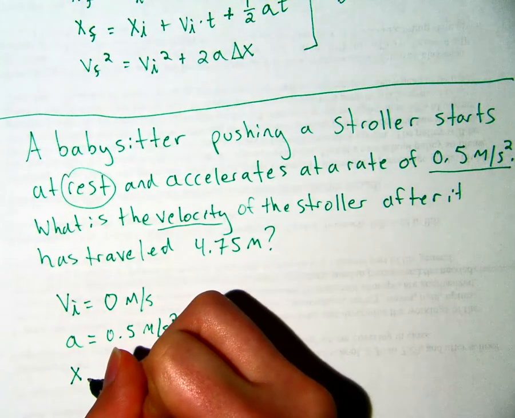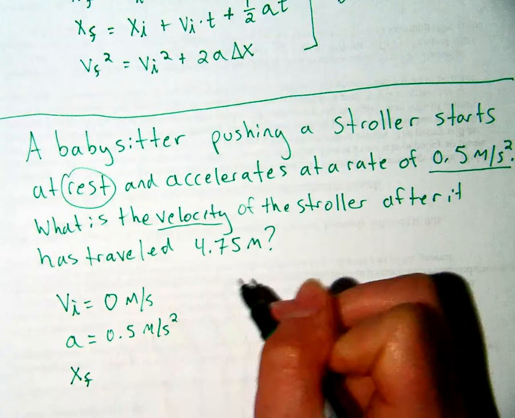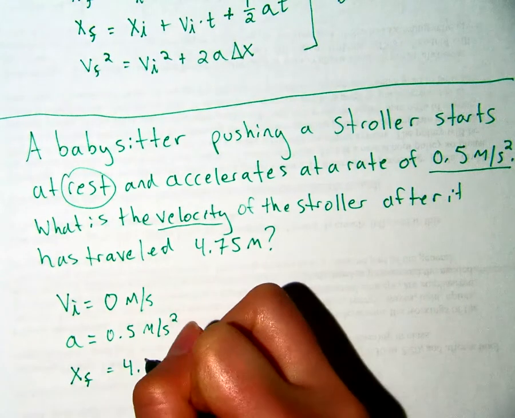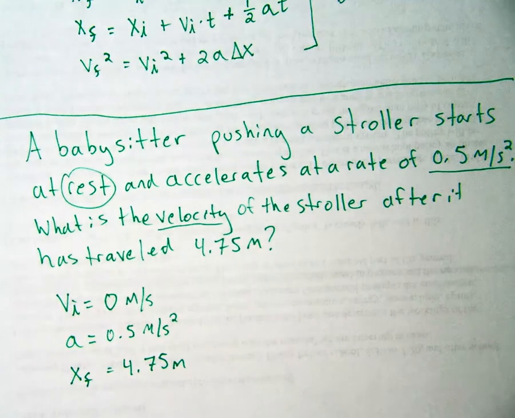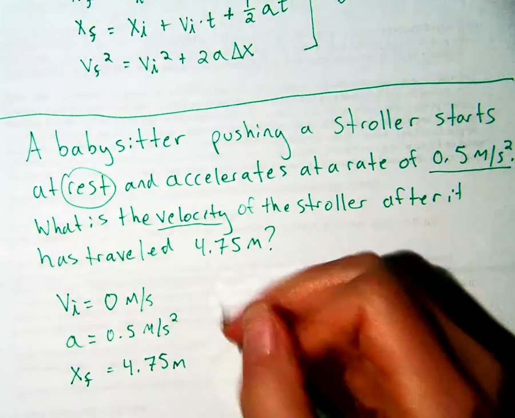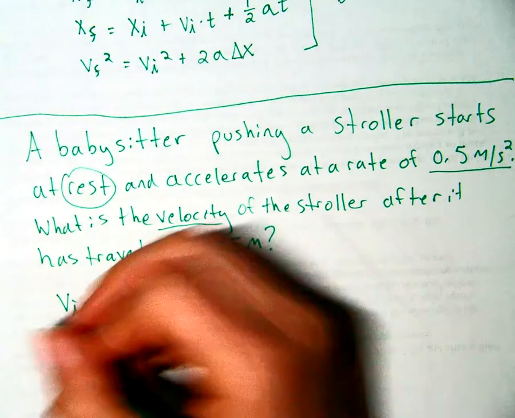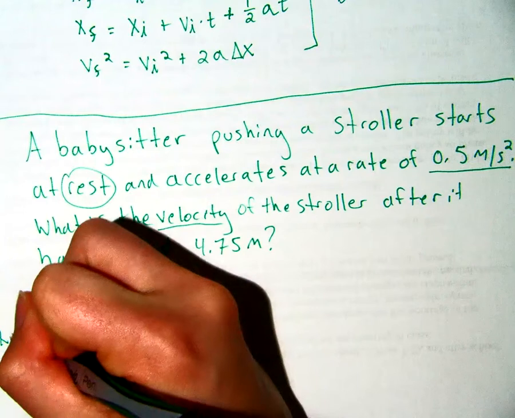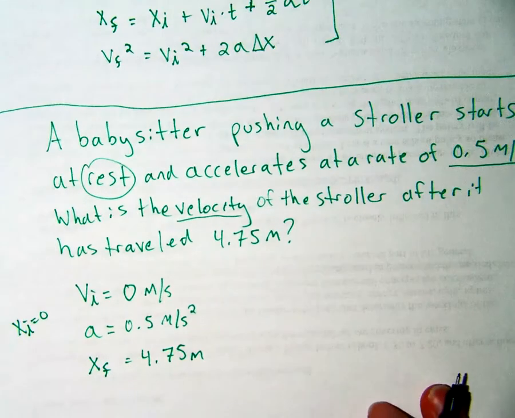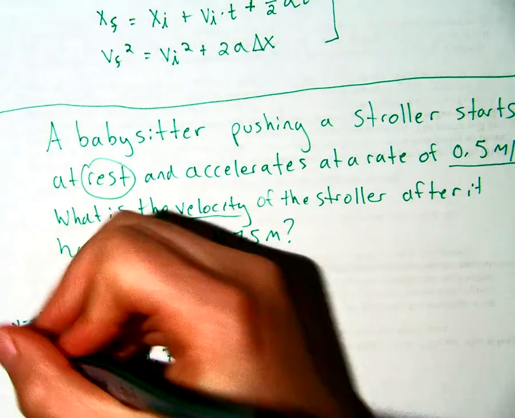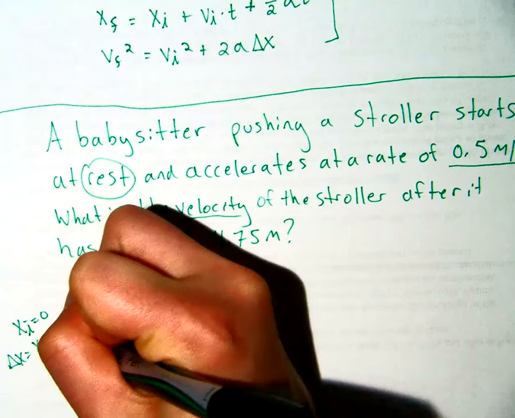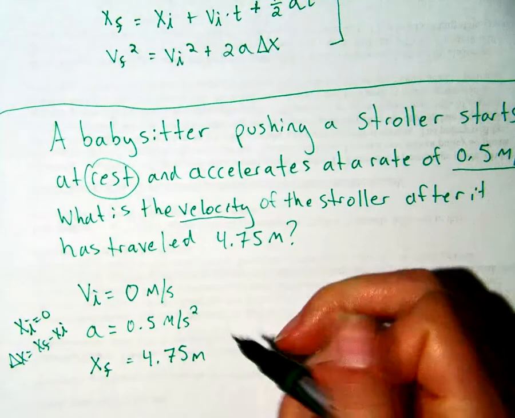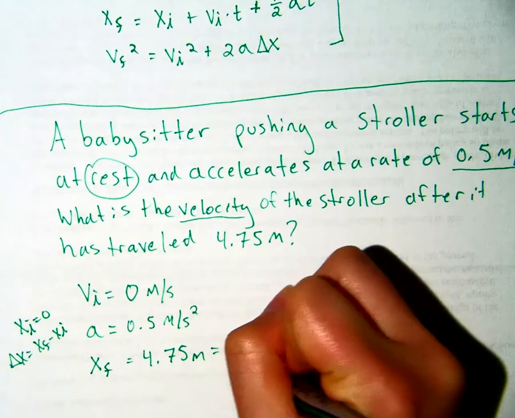So this is going to be x final. This is where we end up. But if we started off at, I don't know, x equals 0, if we just did a change of x, then this value would also be our change in x.